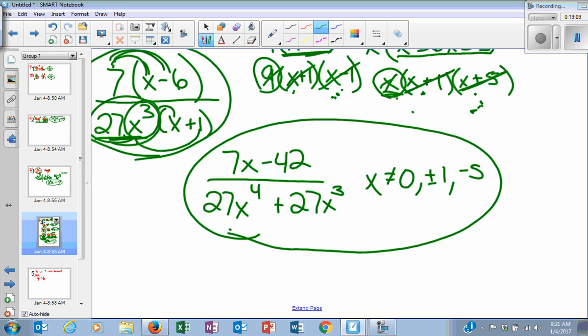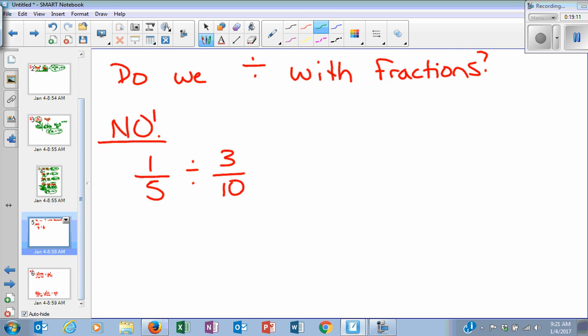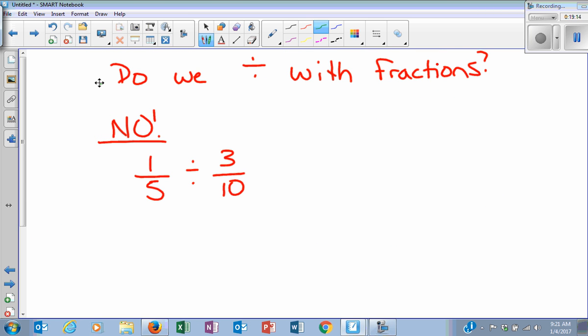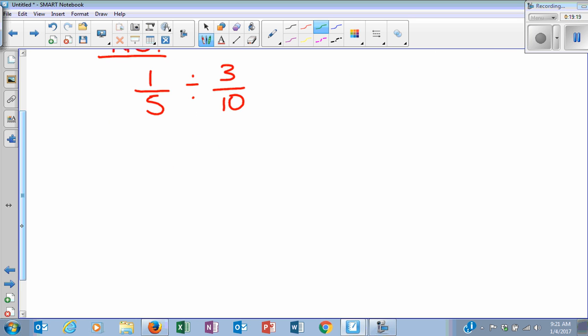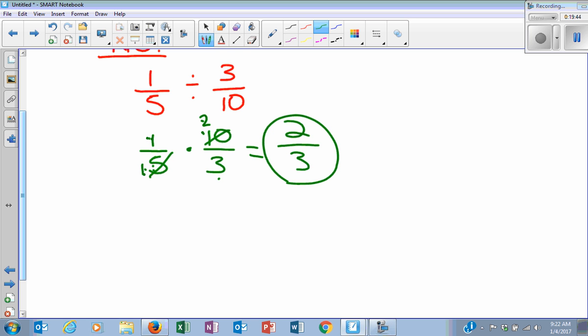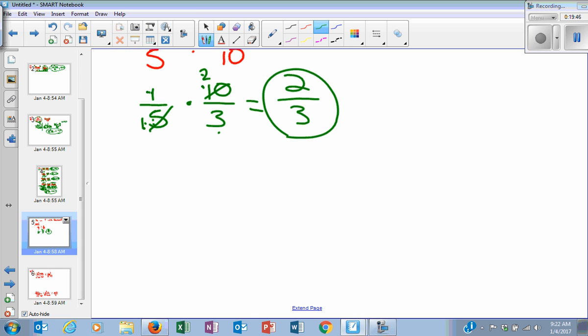Alright, last section is very quick. We're going to go fairly quickly through this because it's the same concept. Do we divide with fractions? No. What we do instead is we keep the front number the same, change this to multiplication, and do the reciprocal. And then we can do what we just did, where it's multiplication. Does this have anything in common with this? No. Does this have anything in common with this? No. Does this have anything in common with this? Yes. And I can simplify the 10 to a 2, and this becomes a 1. 1 times 2 is 2, over 3 times 1 is 3.